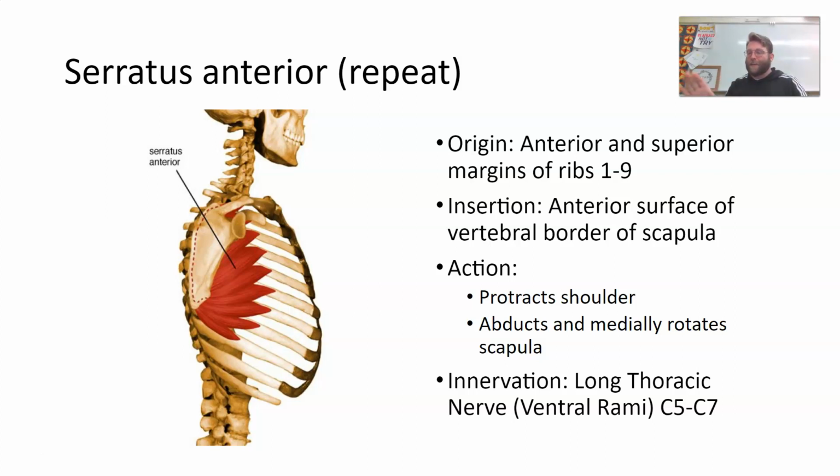With it, it's going to, again, originate on the anterior and superior margins of ribs 1 through 9. It's going to insert on that anterior surface on the vertebral border, or the medial border, of the scapula. Like I said before, it's going to help rotate the shoulder and bring it back, protract it and retract it back and forth. So it assists in that action. It's also going to abduct and medially rotate the scapula. So again, bringing it in, like if you're taking your arm and rotating it backwards, that's what it's going to allow you to do.